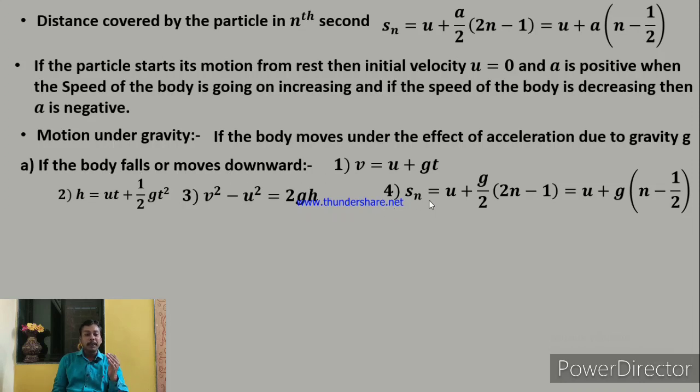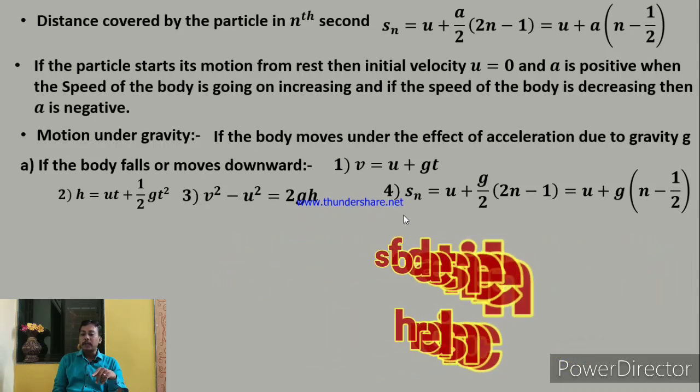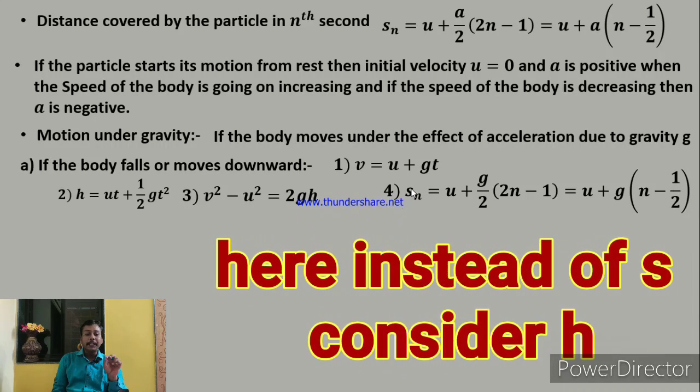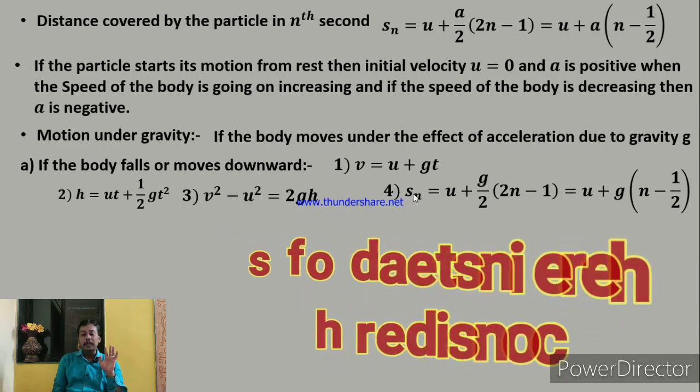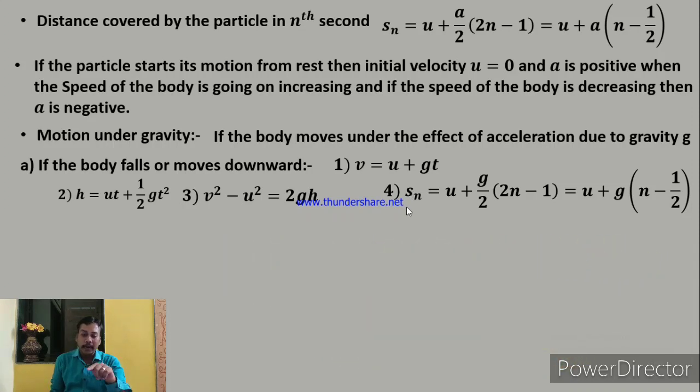If the displacement is in terms of height, then h_n = u + g/2 (2n - 1), or u + g(n - 1)/2. Here s or h is used: h for height, s for displacement. When a body falls down, the displacement is in terms of height, so s is replaced by h here.